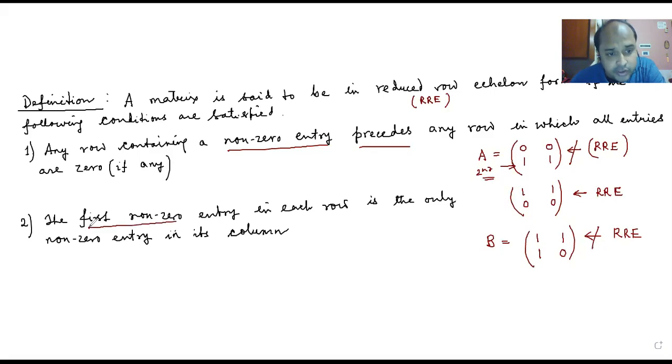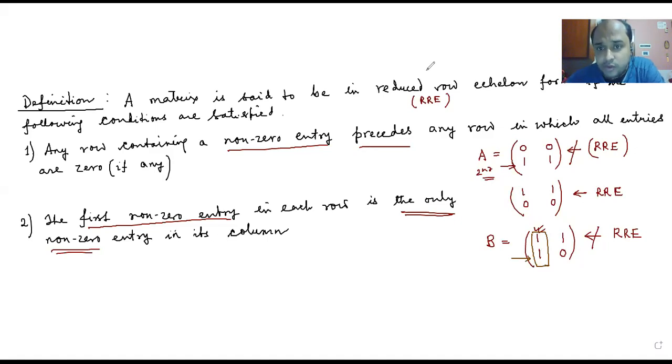The first non-zero entry in each row, this is the first non-zero entry in the first row, should be the only non-zero entry in its column, but it is not, because in this column another non-zero entry is available. So that is not RRE form. Or if you talk about the first non-zero entry of the second row, it is appearing in a column in which the other entry is also non-zero. So in both ways, this is not the actual RRE form.